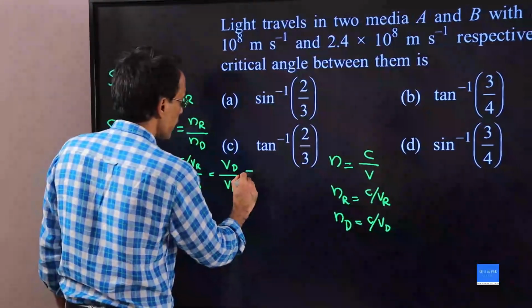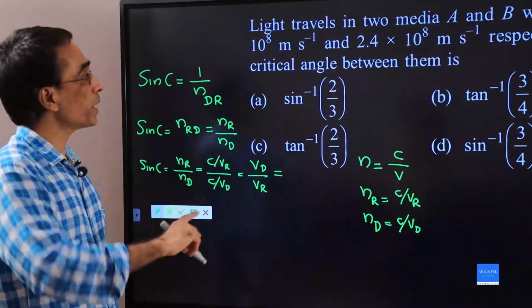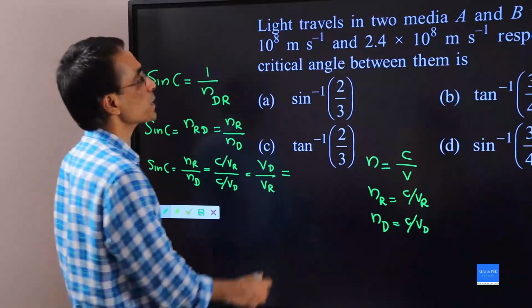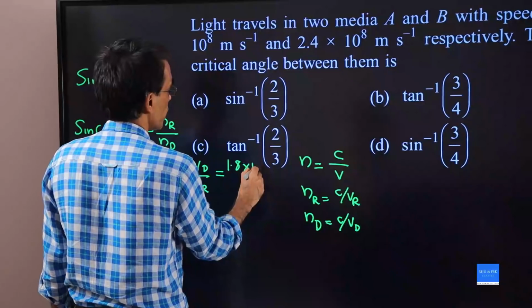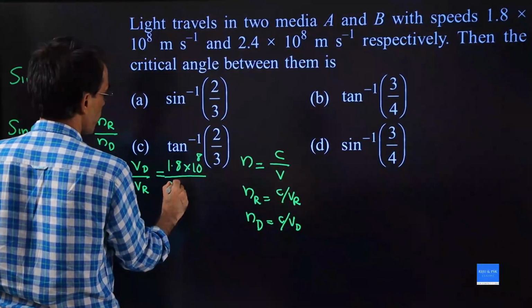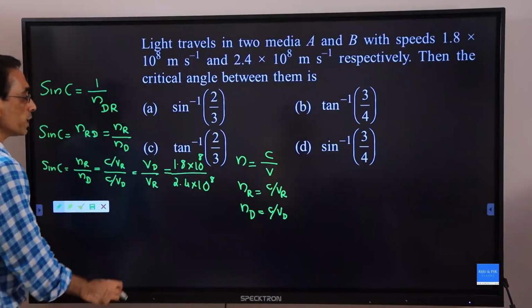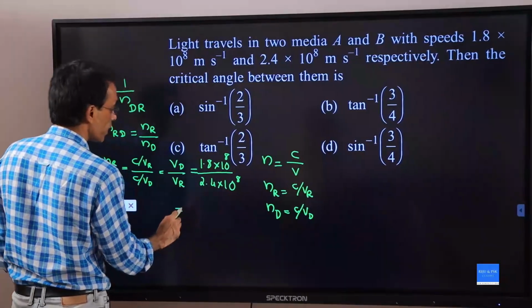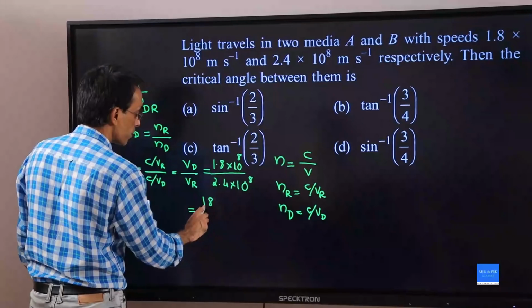So what is the denser medium here? Which is the denser medium here? Denser is the medium where speed is less. So here speed is less in medium A. So that is 1.8 into 10 to the power 8 divided by 2.4 into 10 to the power 8. So 10 to the power 8 and 10 to the power 8 cancel. What do you get? 1.8 by 2.4 is like 18 by 24.